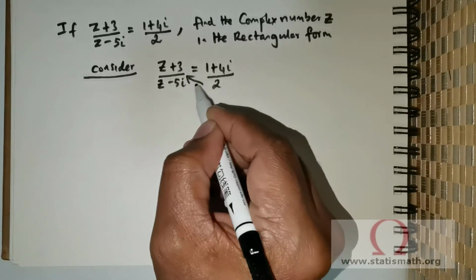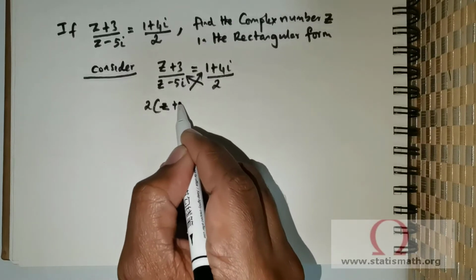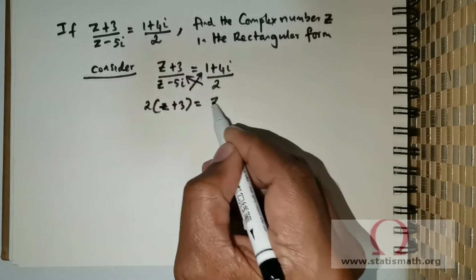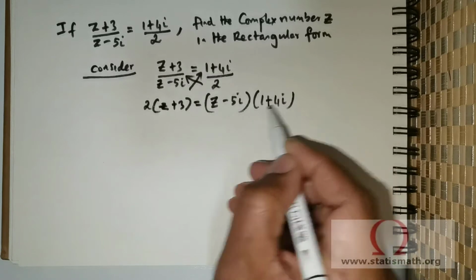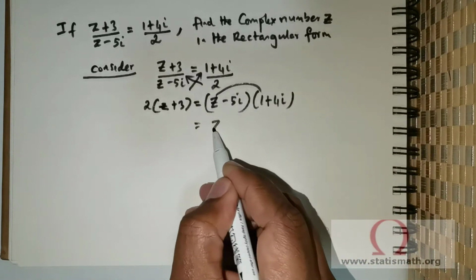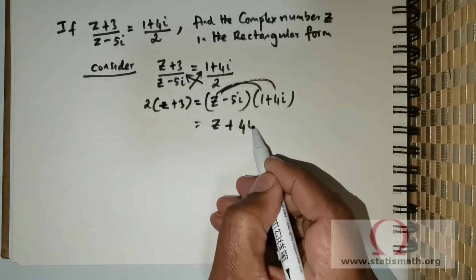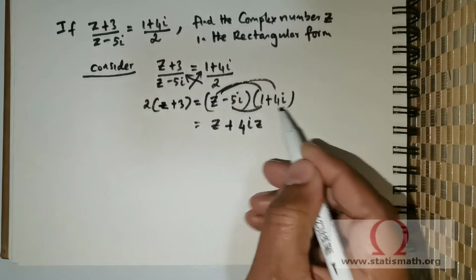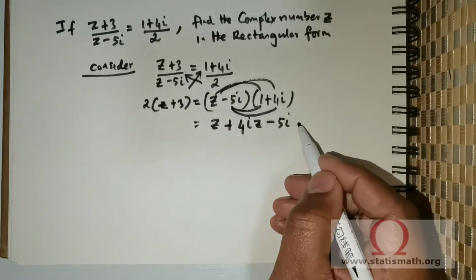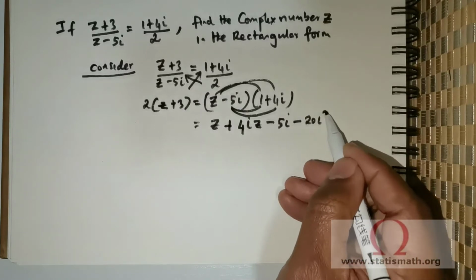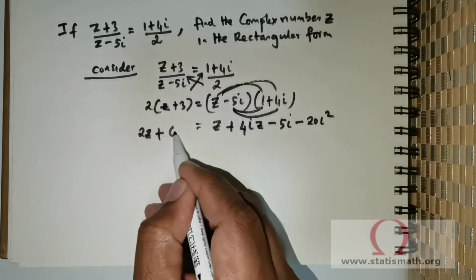So we cross multiply and we get 2 times (z + 3) is equal to (z - 5i) multiplied with (1 + 4i). Z times 1 would give me z, z times 4i would give me 4iz, 5i times 1 with a negative sign would give me -5i, and -5i times 4 would give me -20i². This is for the right side. On the left side you get 2z + 6.